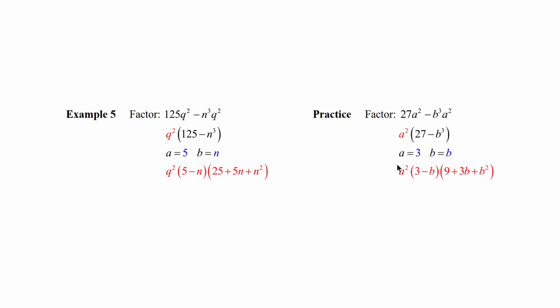Next, we bring down the a squared, and we substitute our values for a and b into the difference of cubes formula. We get our final answer, which is a squared times the parentheses 3 minus b times the parentheses 9 plus 3b plus b squared.